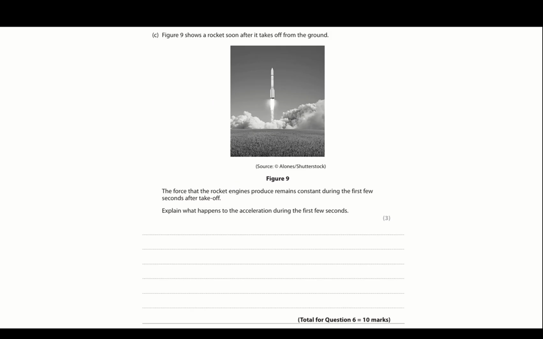Okay, C. Figure 9 shows a rocket soon after takeoff. So we can see we've got the gases being pushed out that way, and then we've got a thrust upwards. So that's the gases. This is Newton's third law of action. Every action, there is an equal and opposite reaction. The force that the rocket engines produce remains constant for a few seconds after takeoff. Explain what happens to the acceleration during the first few seconds.